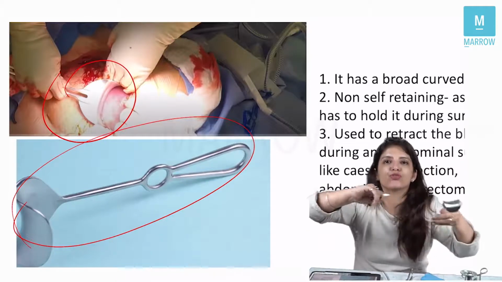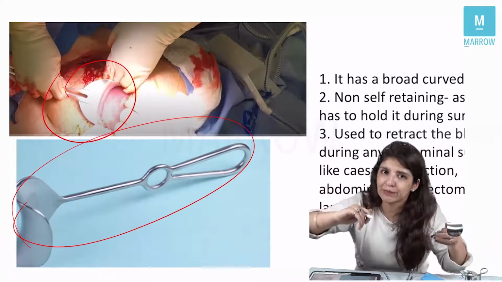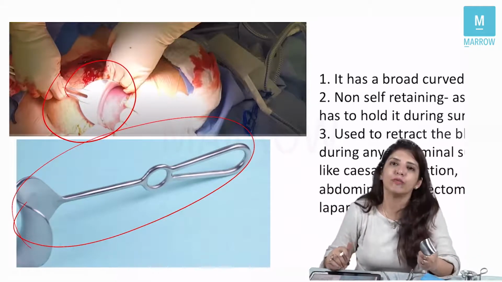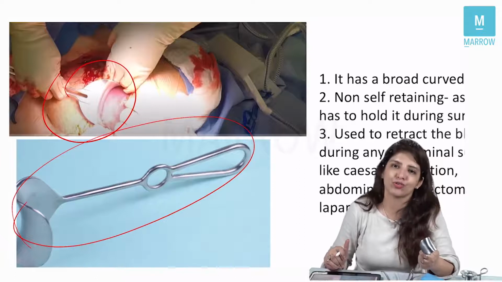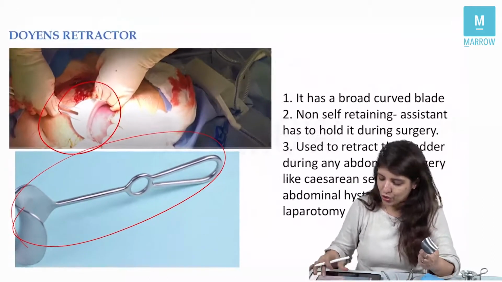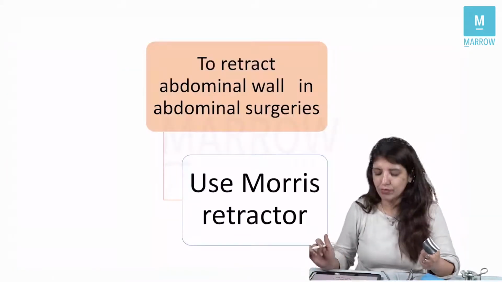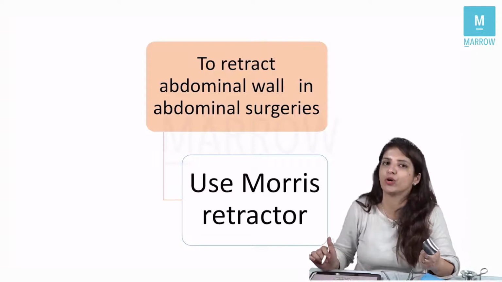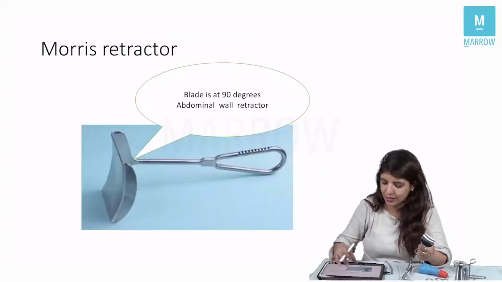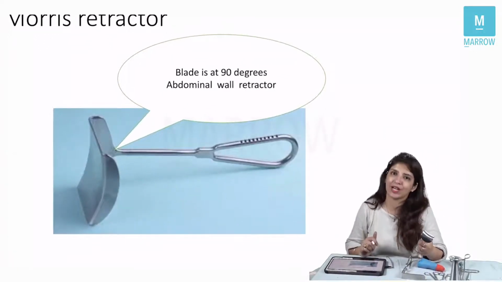Now, in abdominal surgeries, I don't just have to retract the bladder. I also have to retract the abdominal walls. In order to retract the abdominal walls, the retractor which I'm going to use will be a Morris retractor, and unfortunately, I don't have a Morris retractor to show you. So, you will have to see the image of a Morris retractor. So, what I'm telling you is to retract the abdominal wall in abdominal surgeries, you are going to use a Morris retractor. This is a Morris retractor.